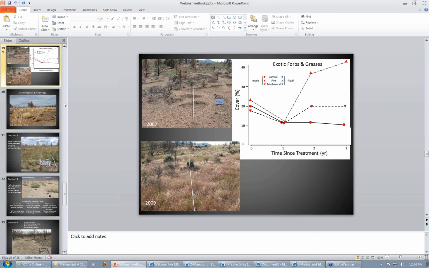But no study saying, well, we looked at spring burning, midsummer burning, and fall burning, and what impact did it have on the seed pool. I didn't come across anything that addressed that.